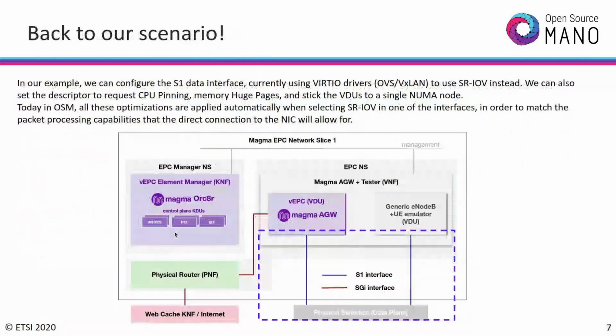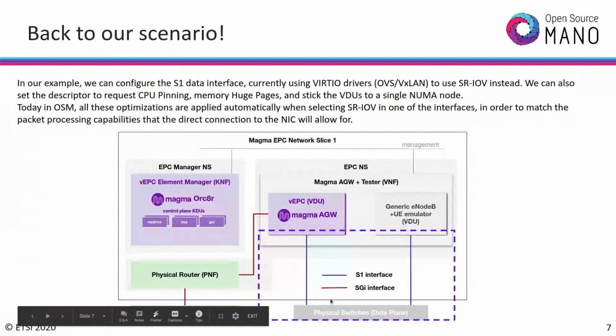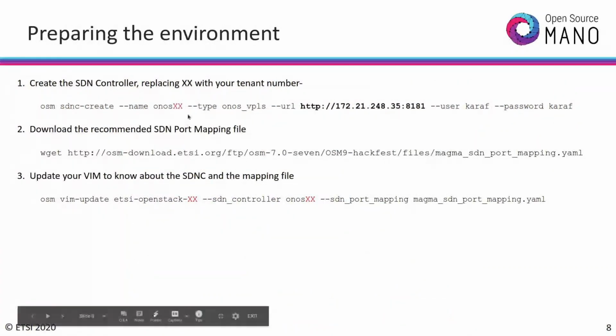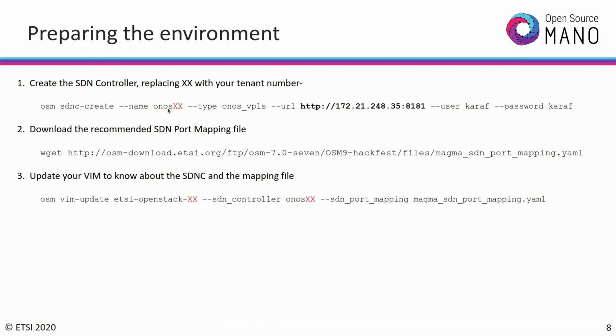So in our scenario, we want to enable that in here. What should we do? Basically, we need to add an SDN controller, which is already available at this address. I suggest changing this ONOS XX to your tenant, but the IP address is the same for everybody. So this creates an SDN controller in OSM. Then we download the mapping for the ETSI infrastructure, which is here. We download it anywhere. And then we update our VIM with the controller that we created and pass it the mapping file that we just downloaded. So that connects everything.